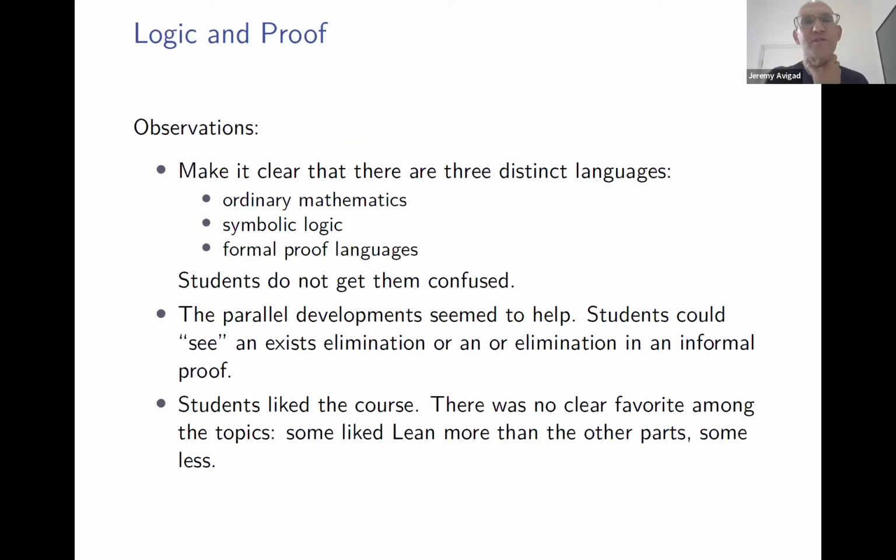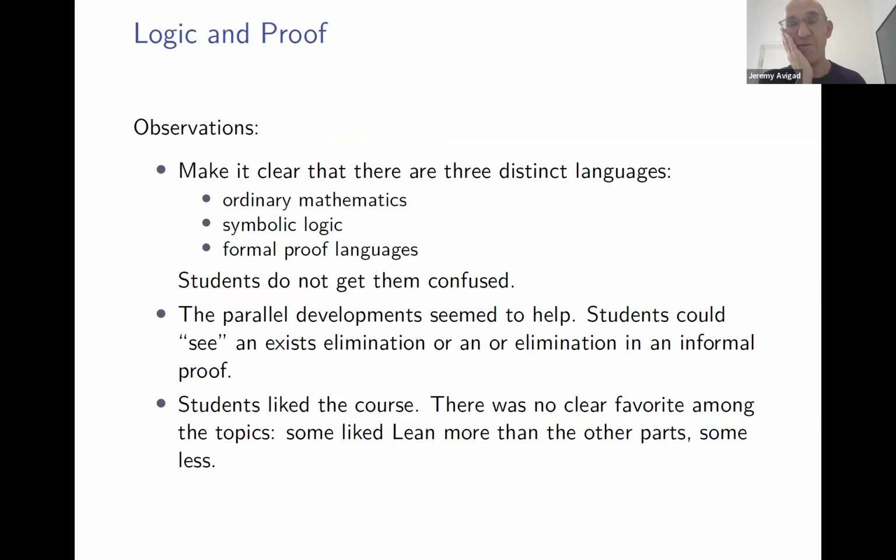And so, some observations about the course. From the beginning, we make it clear to students that they're using three distinct languages: they're doing ordinary mathematics, they're doing symbolic logic, and they're doing Lean, a formal proof language. And before the course, we agonized about how to not get them confused or how to smooth out the differences. That was not a problem.